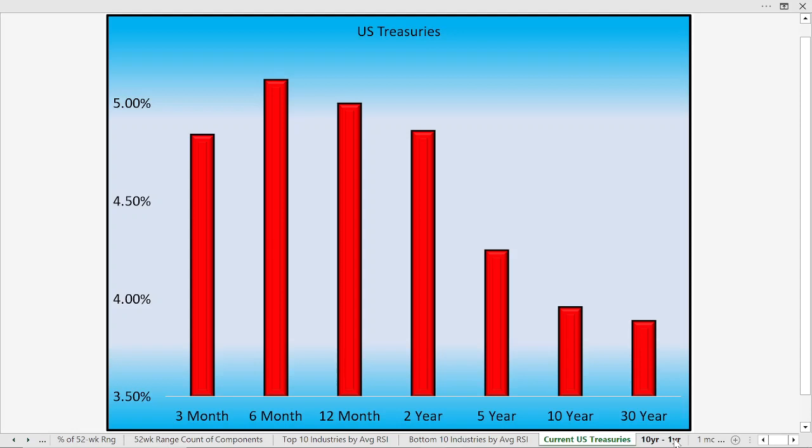Here's what the bond market closed like. The 6-month bond pays a 5.12% yield. The 12-month, the 1-year bond pays a 5.00. The 10-year pays a 3.96. So we have a much higher yield on the 1 year than we do on the 10-year. That's the definition of an inverted yield curve. Again, the 1 year pays 5.00, the 10-year pays 3.96. That's a 104 basis point inversion.